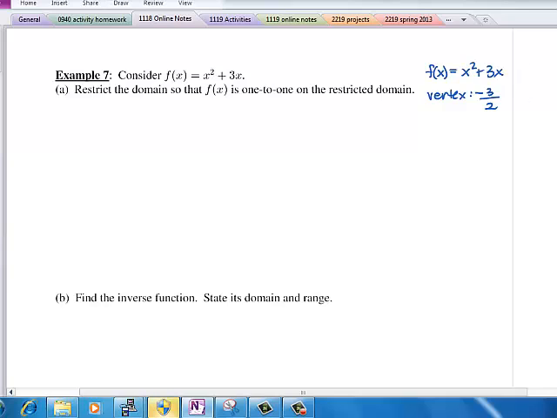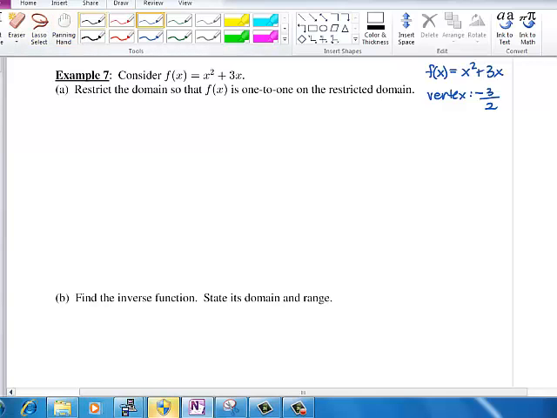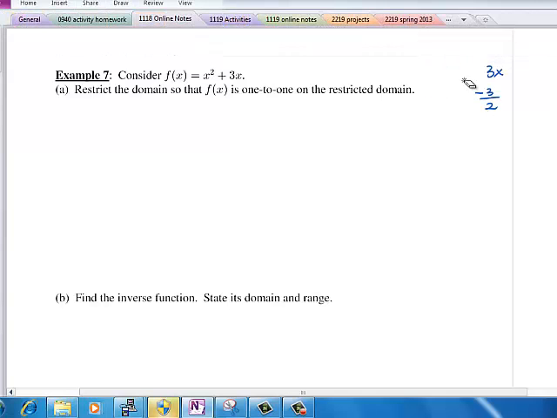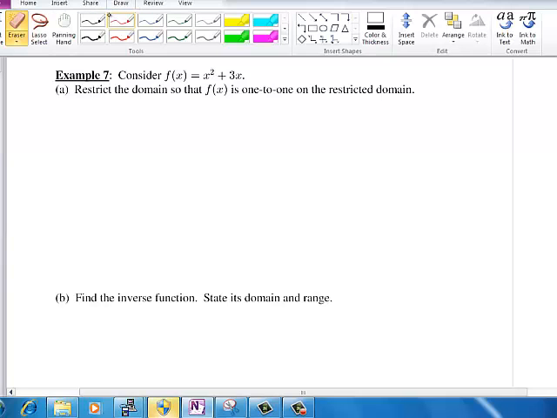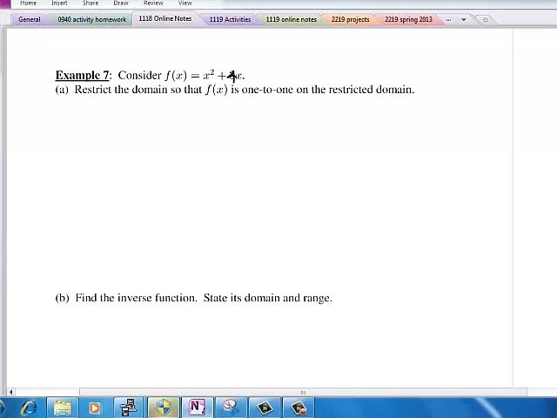You know, I'm going to change this so it's not quite as ugly as that. Let's change it to 4x. So let's do f of x equals x squared plus 4x instead. So the vertex would be x equals opposite of b over 2a, so negative 4 over 2, so negative 2. And then y is f of negative 2, which would be 4 minus 8, so negative 4.